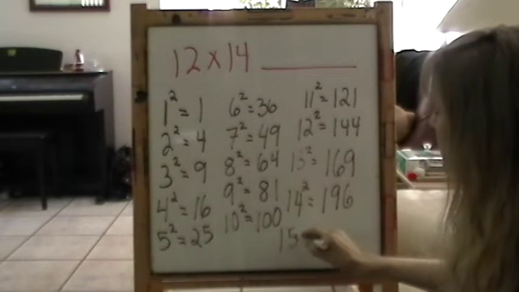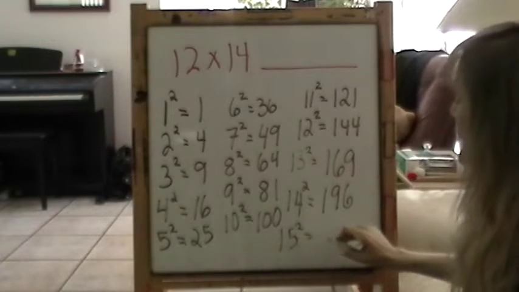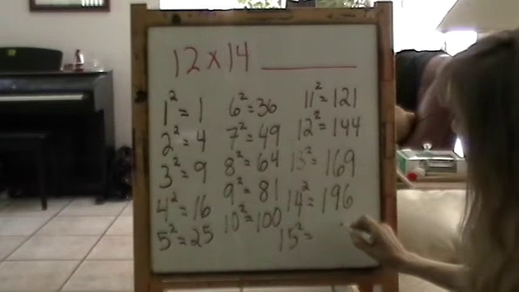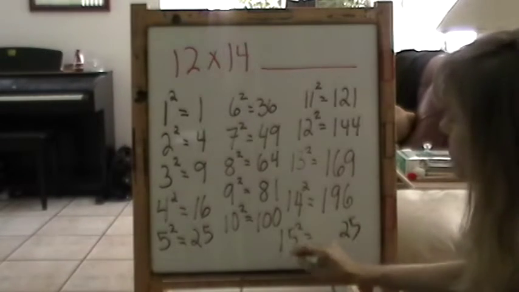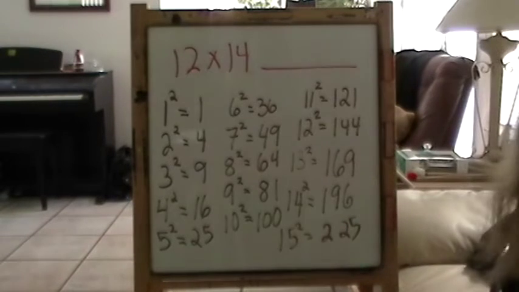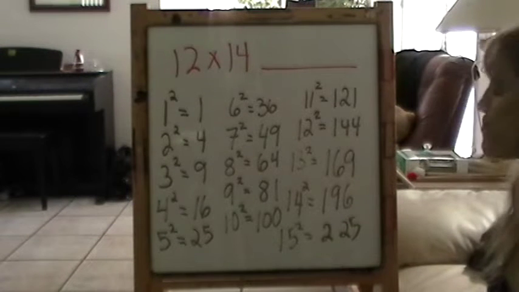15 squared, if you can't remember that, you can always go back and use the trick that I taught you earlier. It ends in 25, and 1 times the next number up, 1 times 2, is 2. So we know that 15 squared is 225.